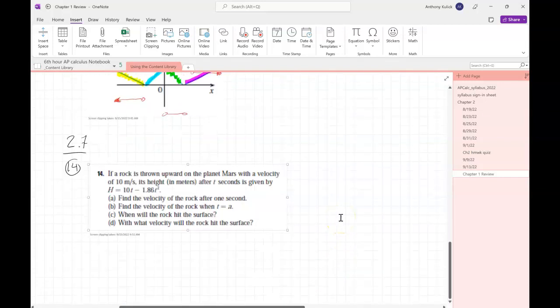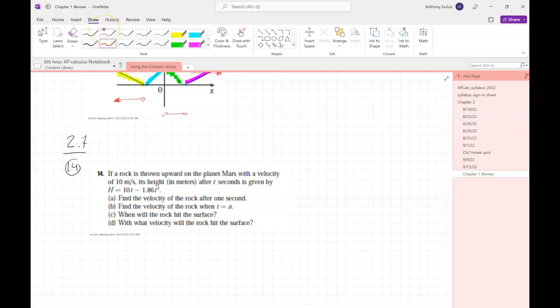If a rock is thrown upward on the planet Mars with a velocity of 10 meters per second, its height in meters after t seconds is given by the function h equals 10t minus 1.86t squared. Find the velocity of the rock after 1 second. So this is basically just asking for h prime of 1.